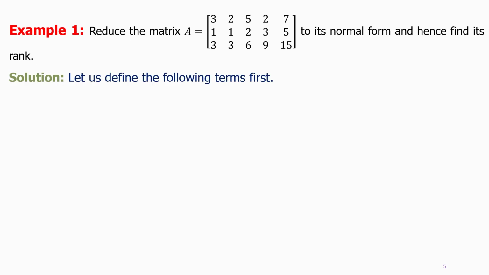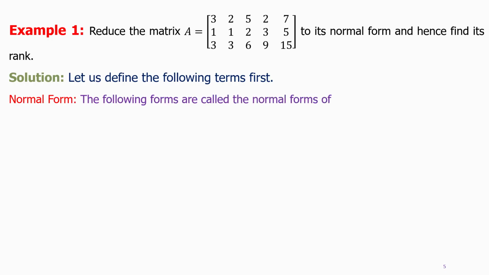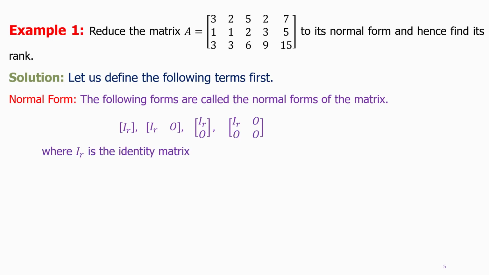Let us define the following terms first. What is the meaning of normal form? The following forms are called the normal form of the matrix: IR, IR 0, IR 0, and IR 0 0 0, where IR is the identity matrix of order R and O is a null matrix of suitable order.